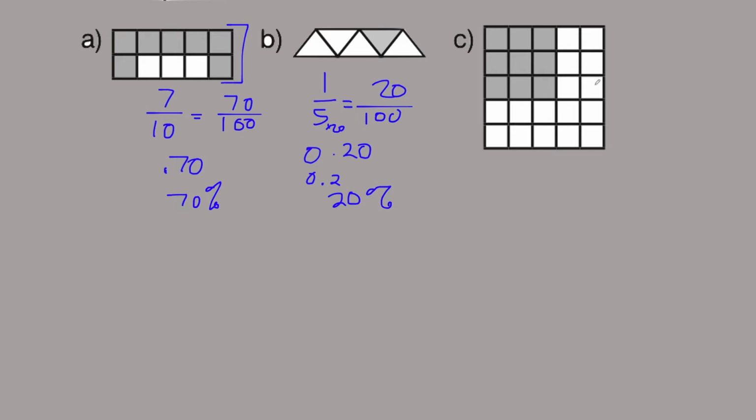This is 1, 2, 3, 4, 5. So these are rows of 5. 5, 10, 15, 20, 25, right? So that would be 25. I have 9 out of 25. I'd multiply top and bottom by 4. So this is going to be equal to 100. And this is 36. So my decimal, 0.36 there. And this would be 36%. Okay? Hopefully you guys are going to get quite a bit of practice on doing this.